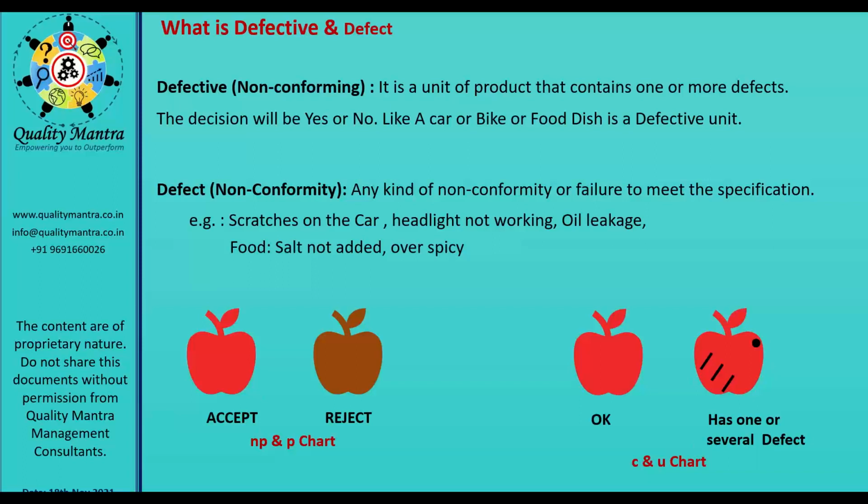Okay. So to monitor the defect and the defectives, you are going to use different charts. These charts are NP and P chart for the defectives. NP and P charts are for defectives, that is, non-conforming parts.